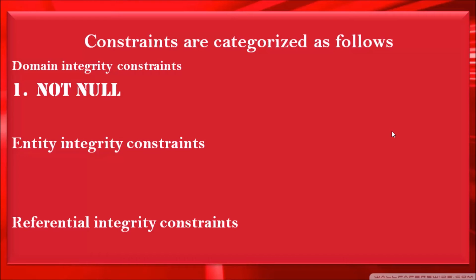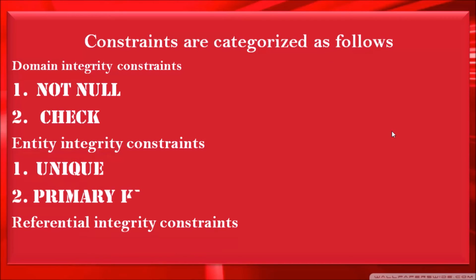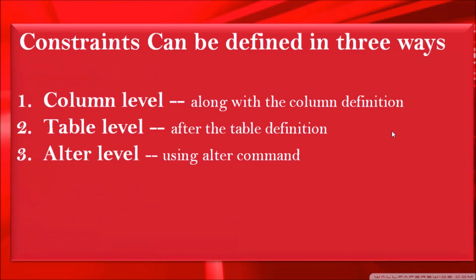Under domain integrity constraint we have not null and check. Under entity integrity constraint we have unique and primary key, and under referential integrity constraint we have foreign key. Foreign key is also known as referential integrity constraint. A constraint can be defined in 3 ways on a table: column level constraint, table level constraint and alter level constraint.